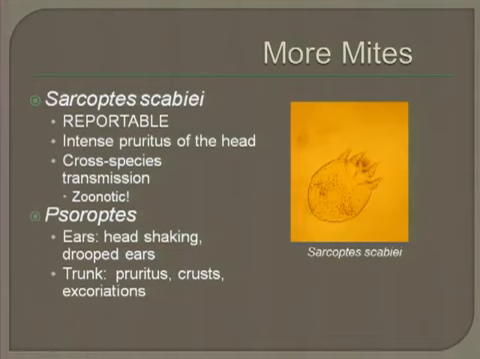And here you can see, of course, there is Sarcoptes scabiei on the right. And then the other contagious mite, which I didn't have a picture of, sorry, is Psoroptes. And this is the head and trunk mite of the horse. So it causes head shaking, kind of drooped ears. And on the trunk, it can cause pruritus, crusts, and excoriations. And Psoroptes also does not cause human disease, so that's one good thing about that. But again, all in-contact animals should be treated. It also can be difficult to find, so if you suspect it, you should do ivermectin for all in-contact animals.